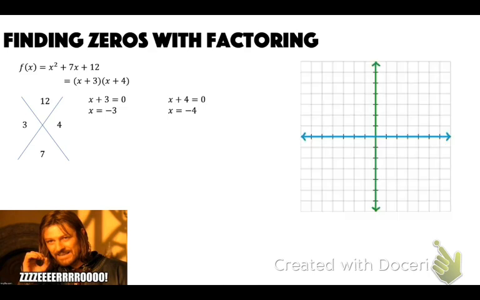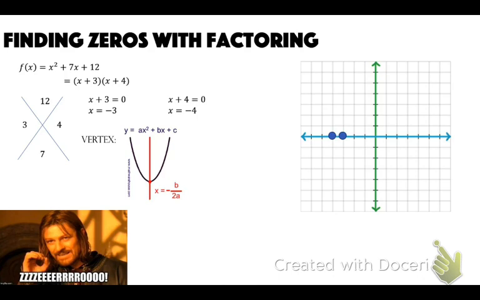And then draw your graph. You might have to draw a graph for this, but that means I have a 0 at negative 3, and I also have a 0 at negative 4. Okay, so they happen to be right next to each other. The last thing we're going to do is find the vertex.